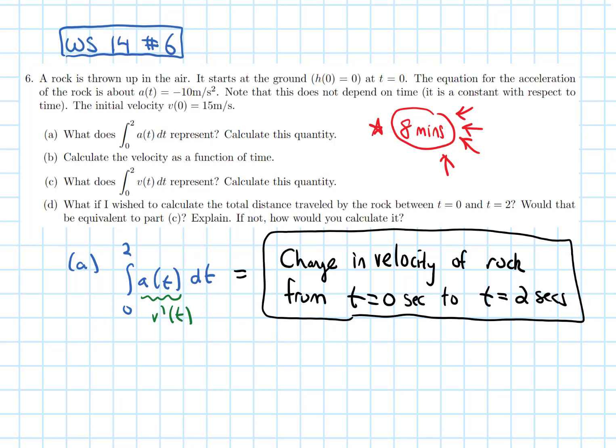We could also see that if we had evaluated the antiderivative, because the antiderivative of acceleration would have been velocity, we would have plugged in 2 and 0 to get v of 2 minus v of 0. That is a change in velocity. It's the velocity after 2 seconds minus the velocity after 0 seconds.